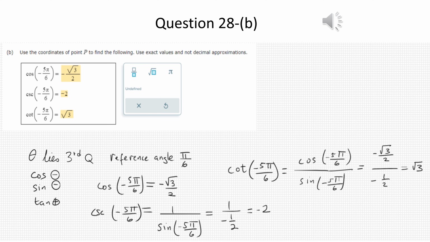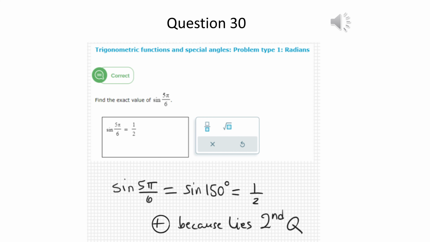And cotangent is super easy. We apply the cotangent identity, cosine over sine, just division, the first answer, minus radical 3/2 over the second answer, which is negative 1/2, is positive radical 3. That makes sense because theta lies in the third quadrant. In the third quadrant, the cotangent and tangent are positive. Oh, this is super easy.